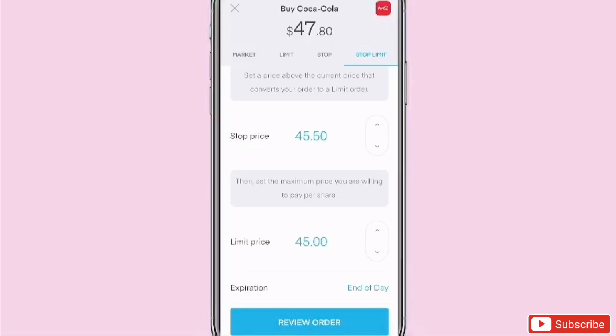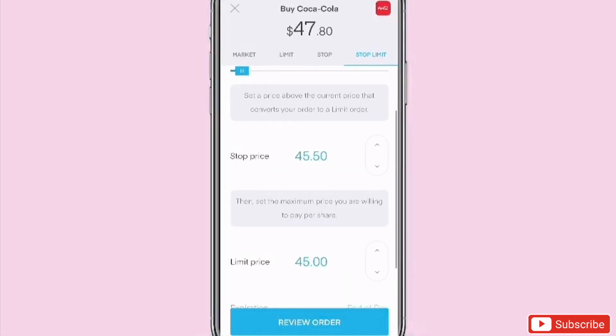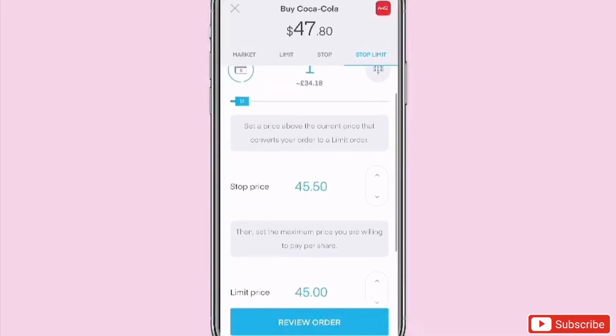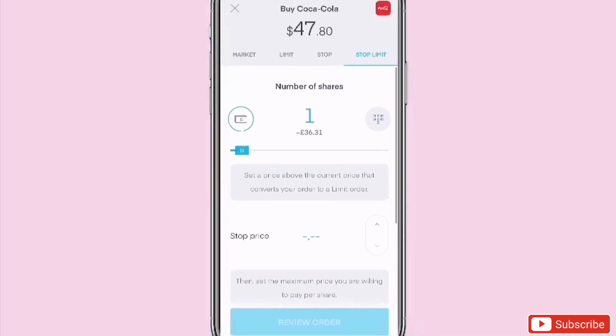Basically, what it's doing is giving you double security here, because you don't want to just have the $45 and then it shoots through that and you end up paying something else for it. So with this, you're saying stop it at $45.50, but the most that you are willing to pay is $45. So they're your different buy order types.